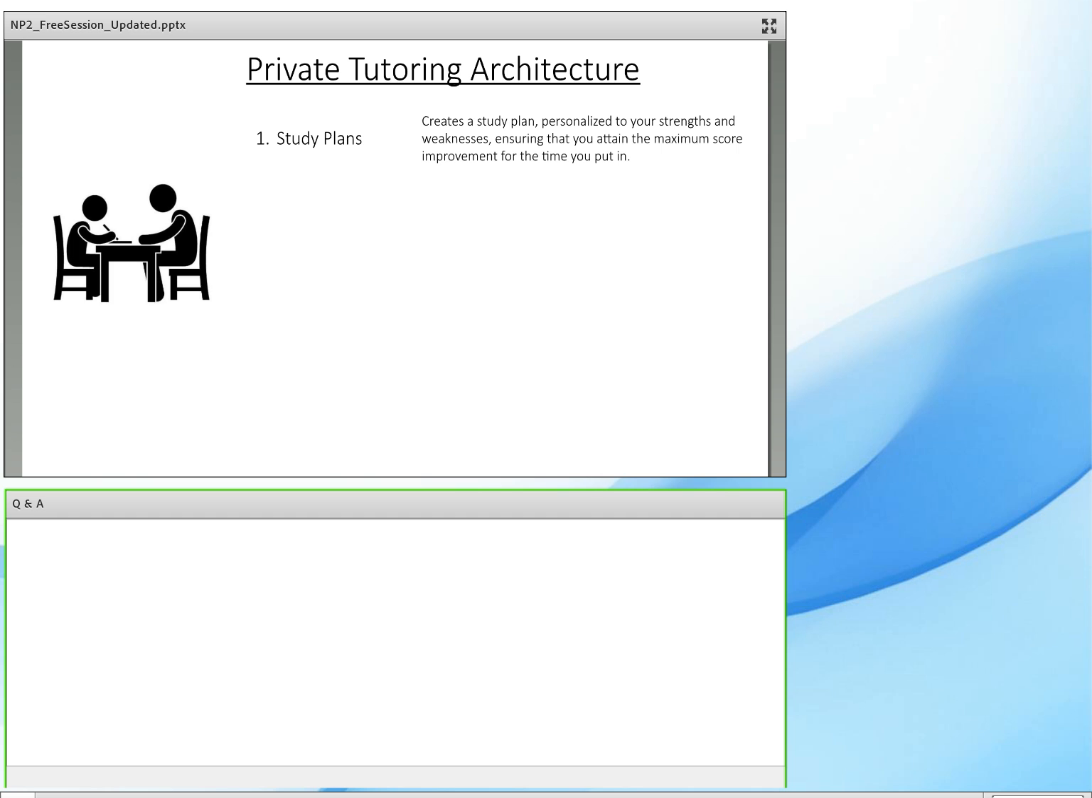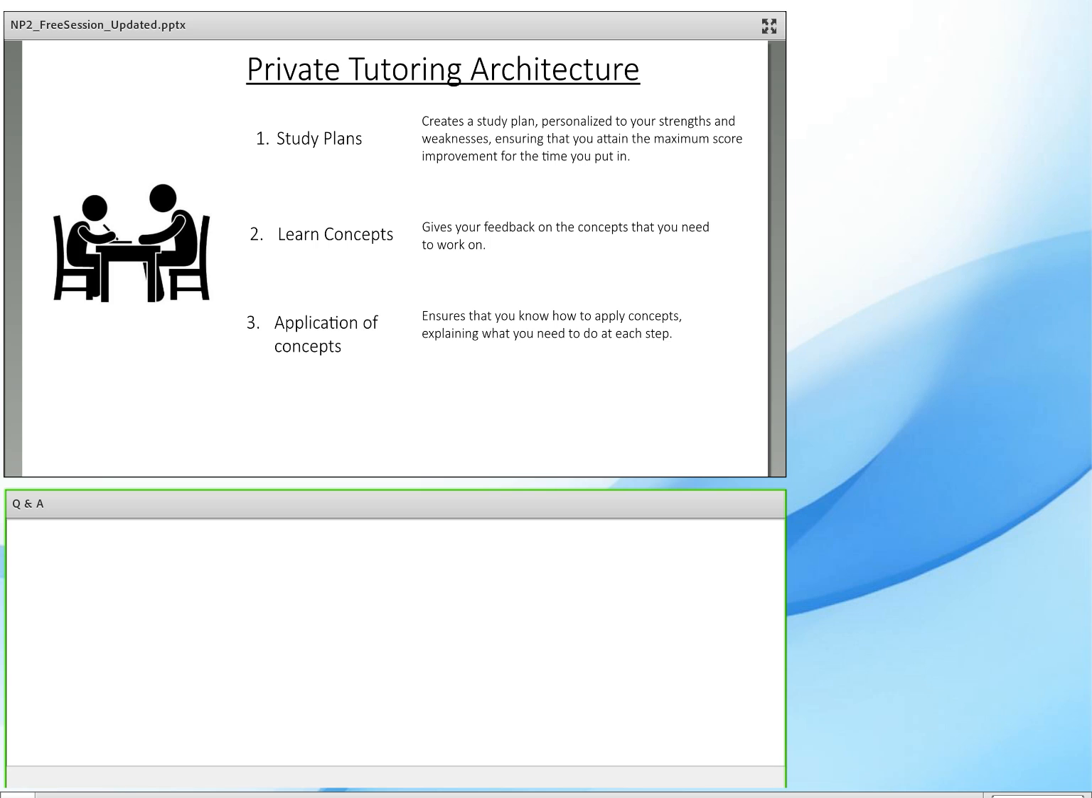He would then outline the milestones that you need to achieve to make sure that you're going in the right direction. Then a good private tutor would teach you concepts, giving you feedback on the areas that you really need to work on. Once you learn a few concepts, a good private tutor would also teach you how to apply those concepts. And while teaching you how to apply those concepts, a good private tutor will tell you what you need to do on each step.